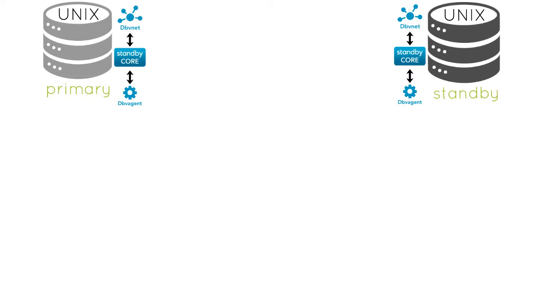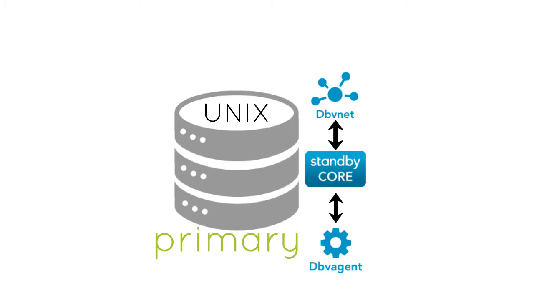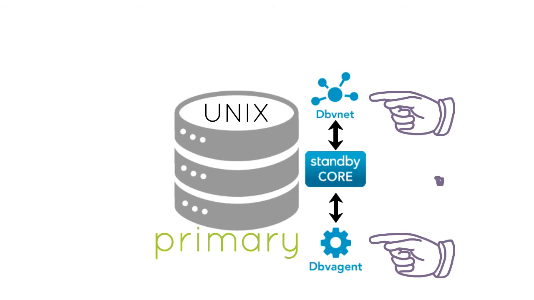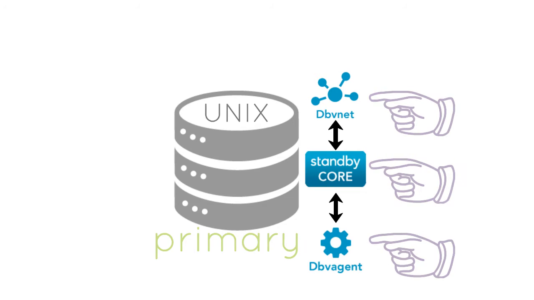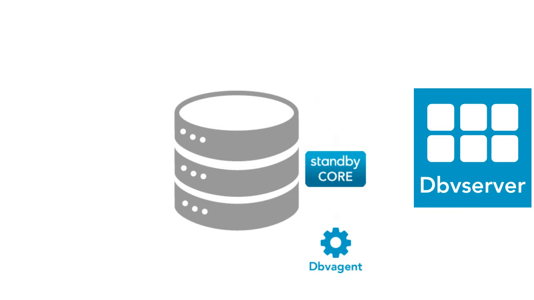Now let's look at the primary and standby environments. On each database server, you must install 3 components: the Dbvisit Agent, Dbv Net for networking, and the Dbvisit Standby Core, also known as the command line interface. The Dbvisit Agent is used to manage the communication between the web-based user interface and the Dbvisit Standby Core. Communication between the Dbvisit Agent and Dbv Server is encrypted.